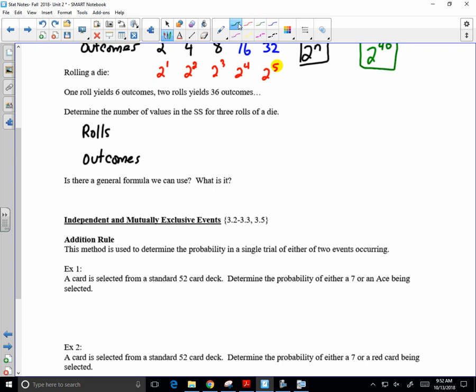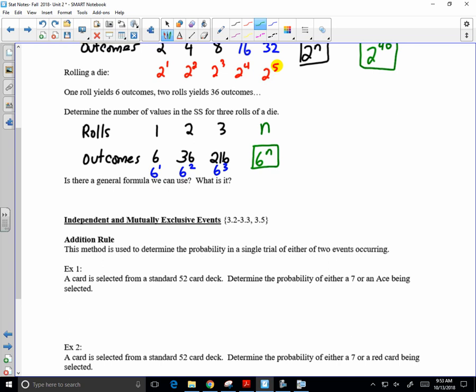Right, so 1 roll for a die gives us 6 outcomes. 2 gives us 36. I mentioned before that 3 gave us 216. 6 to the first, 6 to the second, 6 to the third. So if I had n trials, I'd have 6 to the n outcomes. And I proved it with a base of 2 earlier. So you know a base of 6 is going to get crazier even quicker. So just leave it like this.